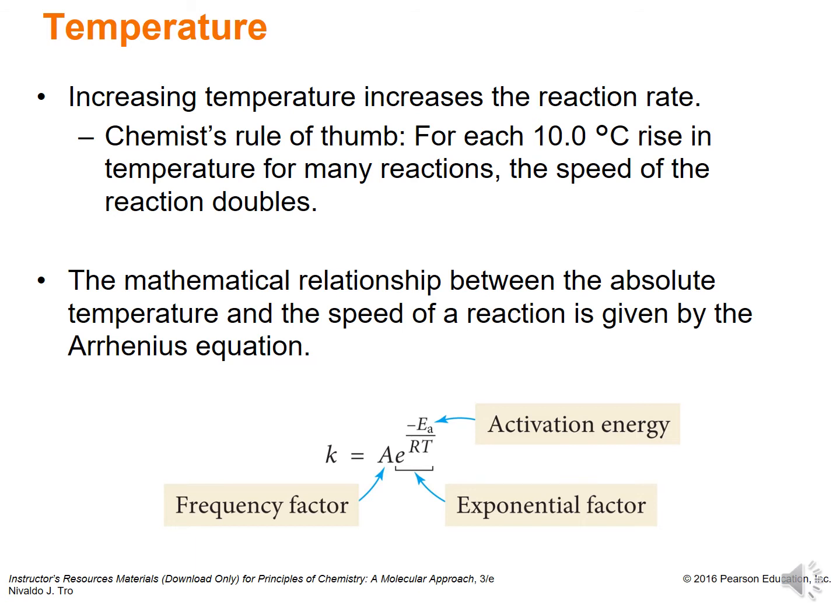But for now, we'll just say that roughly speaking, for many reactions, a 10 degrees C increase in temperature results in a doubling of the rate. The mathematical relationship between that temperature and the speed of a reaction is given in the Arrhenius equation, and we'll dissect this one later on, but for now, suffice it to say there's a frequency factor and an activation energy and an exponential factor that will all come into play, and that will have a role in determining the overall rate of a reaction at a given temperature.